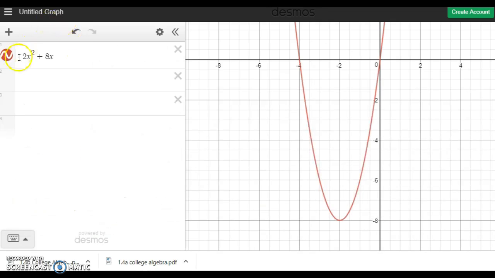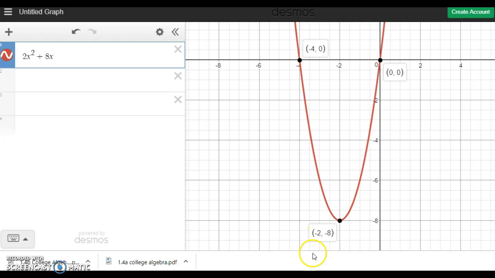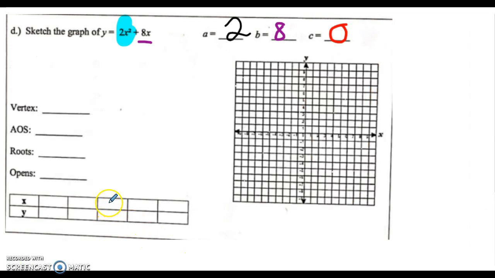So I'm going to click over here, 2x squared plus 8x. Look at that. So the first thing I do is look for the vertex. And my vertex is at -2, -8. Now, I'm going to find my roots, and look, here they are, at -4 and 0. So I'm going to write those things in. Let's see, -2, -8. So that always goes right smack dab in the middle. So -2, -8. So that's my vertex.